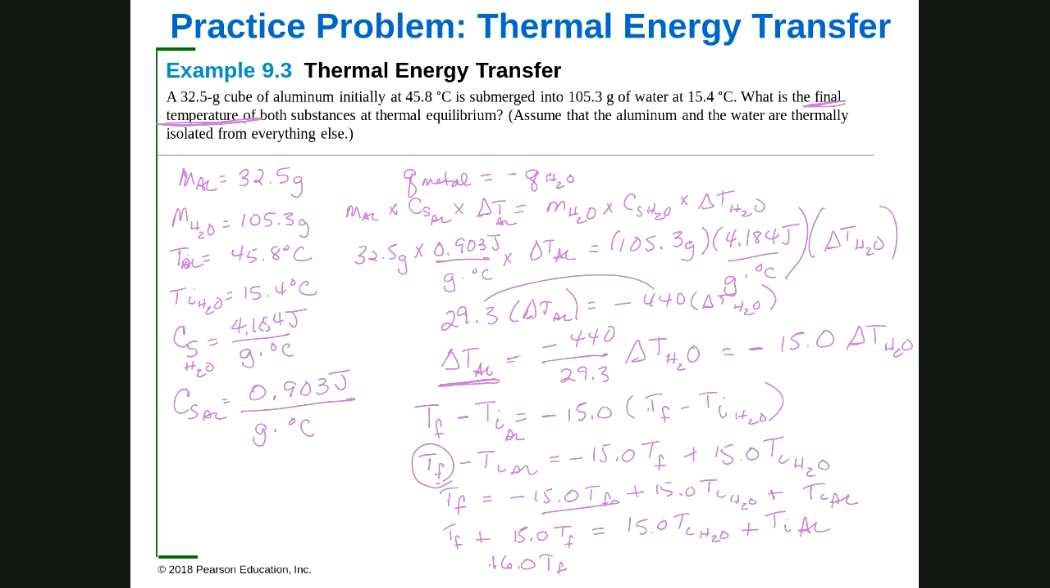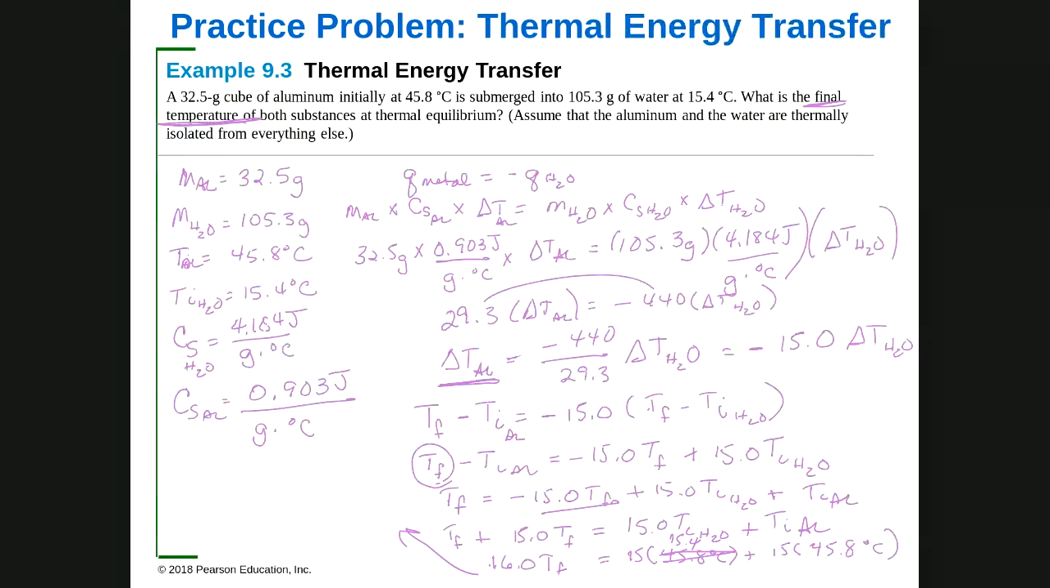Equals 15 times the initial of the water, which is 45.8 degrees C, plus 15 times the initial of the aluminum, which was 45. Oh wait, water was 15.4. Sorry, 15.4. It wouldn't have mattered if I reversed them, but I didn't want to confuse you. All right.